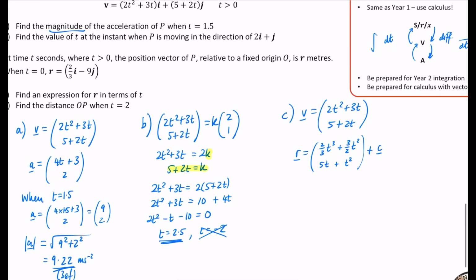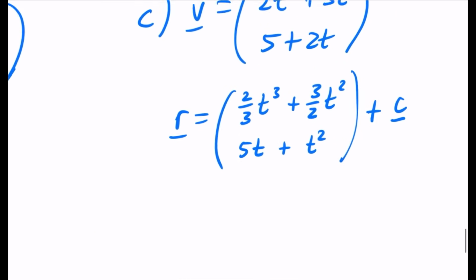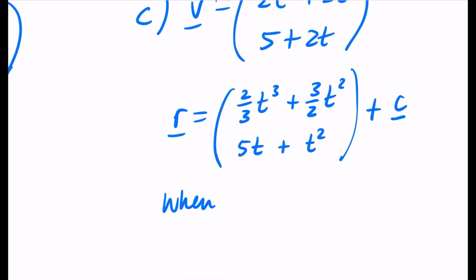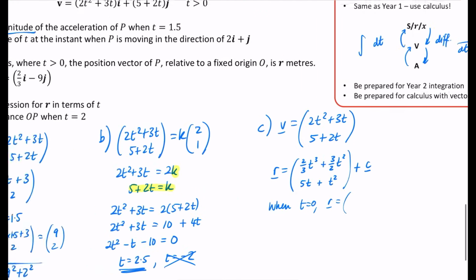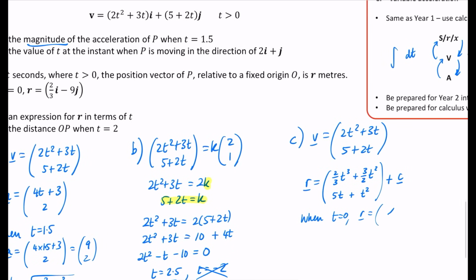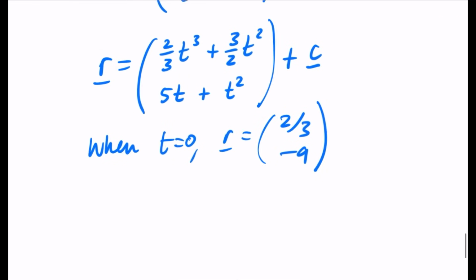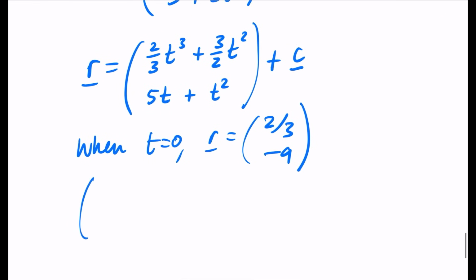Now, we have been told that when t is equal to 0, r is equal to this thing. So I can do that to find out what the constant of integration is. So when t equals 0, r was equal to 2/3 and minus 9. So I'm just going to figure out what c is. So r is 2/3 and minus 9. And when t is equal to 0, you literally just get that that's what the c vector is.